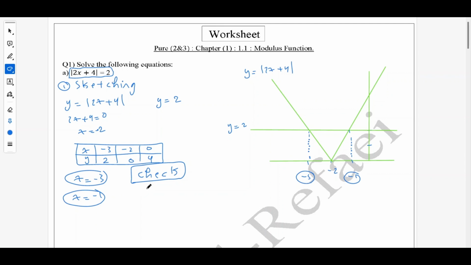Let's check. 2 times negative 3 plus 4, modulus. Does it give me 2? Yes, 2 equals 2. 2 times negative 1 plus 4, modulus. Does it give me 2? Yes, 2 equals 2. So I have two solutions for this function. This is way 1. Let's move to way 2.